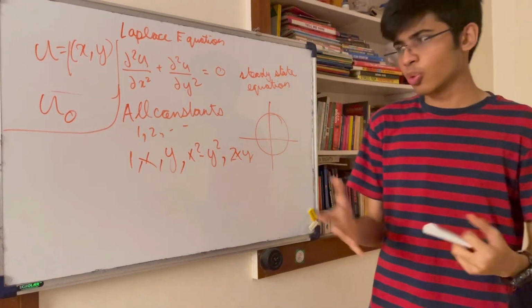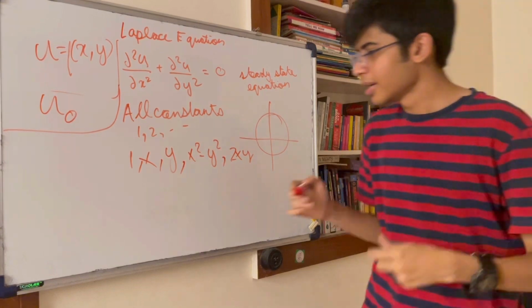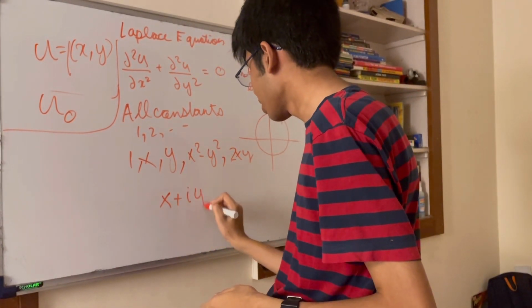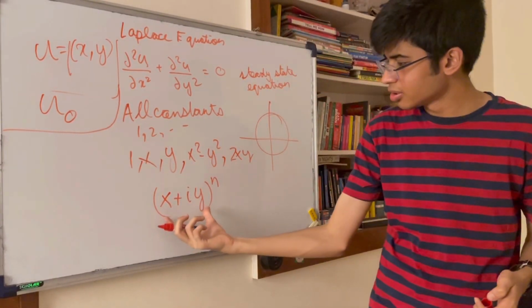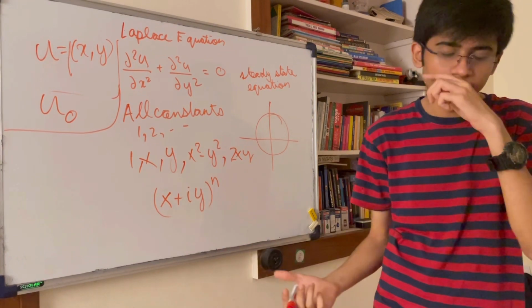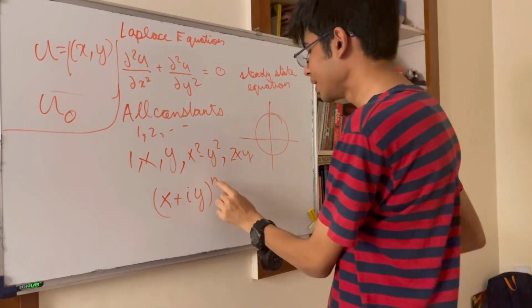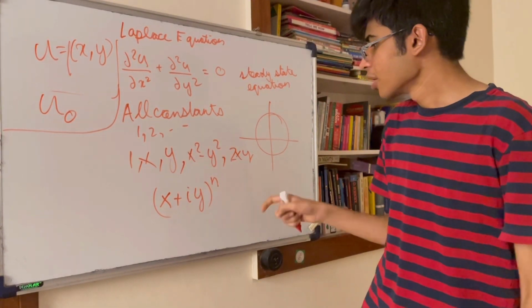So there's a trick which we can develop to get all solutions, and that trick is that all solutions follow the form (x + iy)^n. This is just the representation of a complex number. So the n value tells us the degree.